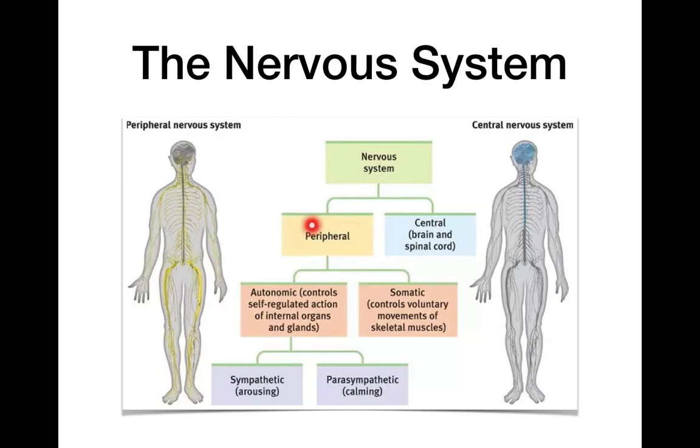Now in the peripheral, we have autonomic things like organs and glands that happen automatically, that you don't have to consciously think about. And then you have a somatic system, which controls voluntary actions, like thinking to move your hand, or I'm thinking to move my mouth to talk to you guys right now. Those are somatic. We're consciously thinking of them.